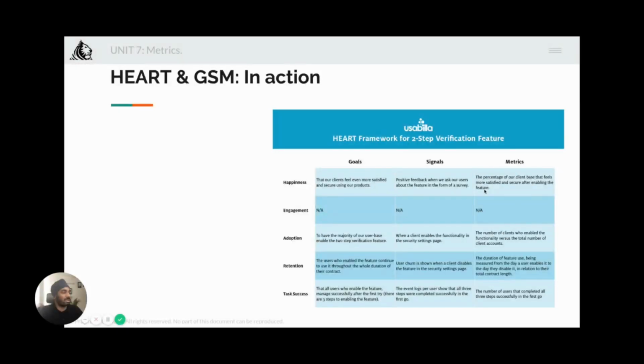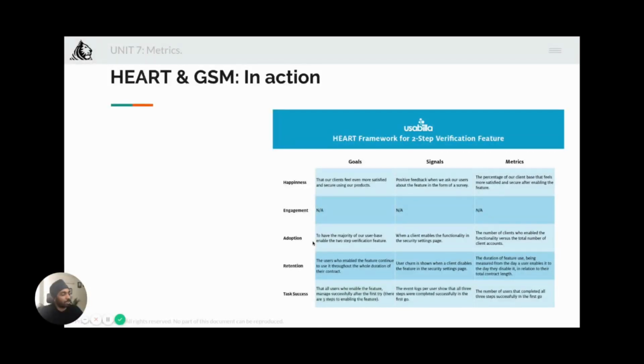And metric would be the percentage of our client base that feels more satisfied and secure after enabling the feature. So let's say after doing all this effort of 2 months or of 6 months, you eventually release this and you realize that only 5% or 10% of your users are feeling more satisfied, or they are considering this as a major overhaul, right? The effort is not so well justified in that case, right? The engagement in this case, as per the author, is not applicable.